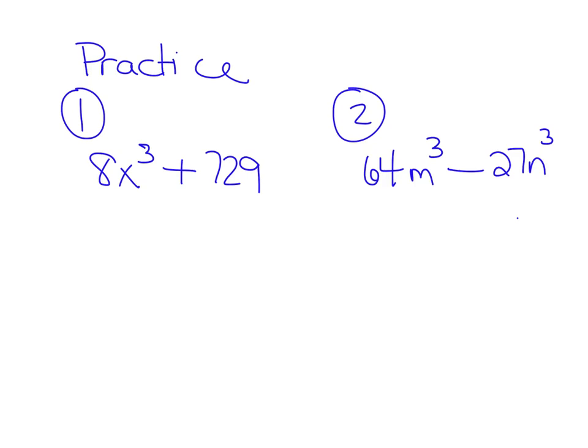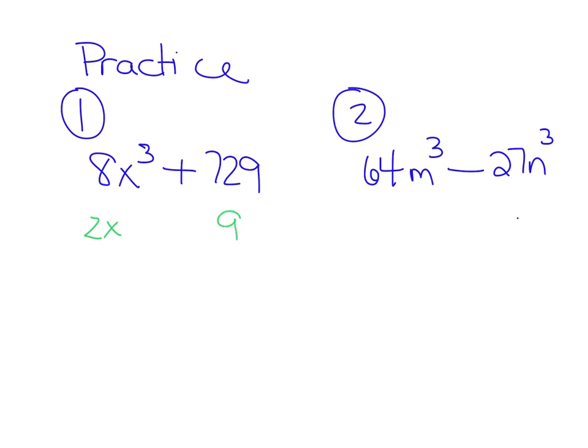All right, so let's see here. Number one, I know there's no common factor. Are they two perfect cubes? Well, the cubic root of 8x cubed is 2x, because 2 times 2 times 2 is 8, and x times x times x is x cubed. 729, that was a tricky one. 9 times 9 times 9 is 729. So yes, it is a perfect cube.